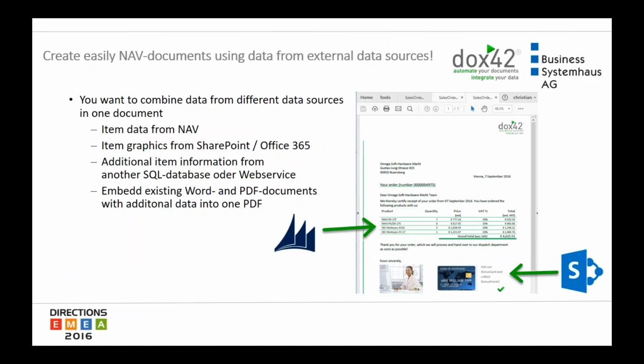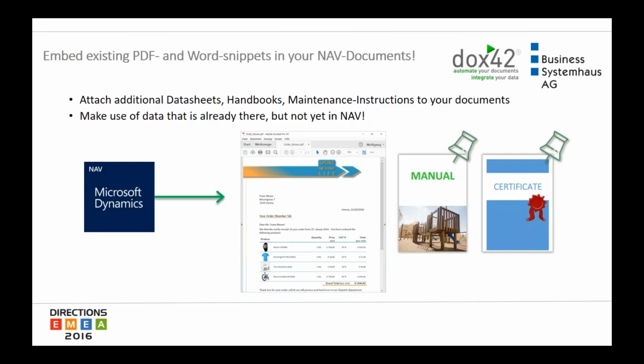These are real-world use cases our customers are already doing with dox42 and dox42 NAV Document Creator. One is to use data from other external data sources, for example SharePoint. You could include graphics or even whole documents, like little ads, from SharePoint. You can very easily link to that. Another option is to integrate whole documents, manuals, certificates, and images, of course, from other data sources in your documents. You see a sales order integrating the images of the product, so you can see the product you ordered.